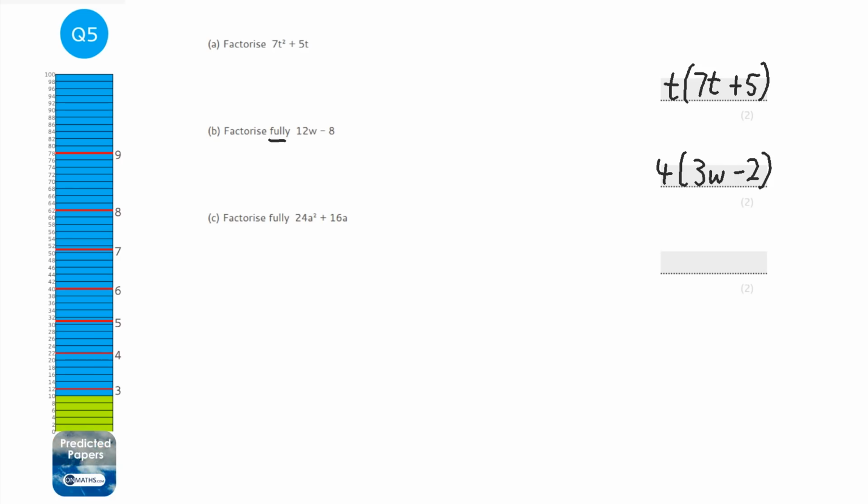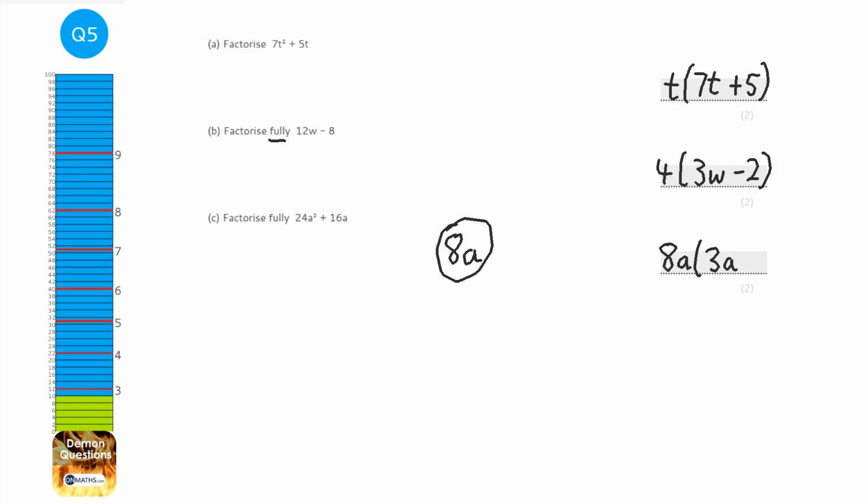Right, the last one, there's a number and a letter. So I'm thinking the number of 16 and 24 would be 8, and the letter would be a. Okay, so there's two things that we're dividing out this time. So I'm going to have 8a on the outside. So I figure out, what do I times 8 by to get to 24? Well, that's 3. And what do I times a by to get to a squared? Well, that's going to be a.